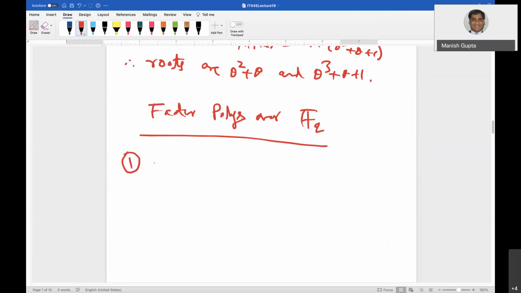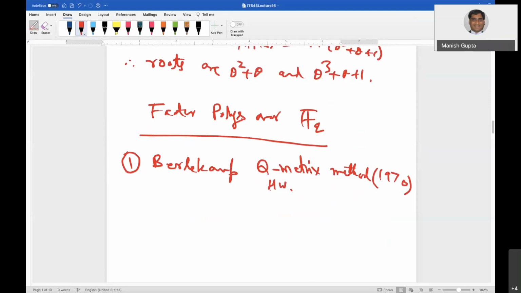The first one is the Berlekamp Q-matrix method, and this is the paper which I gave you as an assignment. It is a 1970 paper, a beautiful paper by E. R. Berlekamp. This is the paper which I gave you as homework.